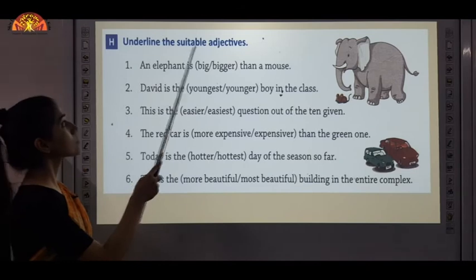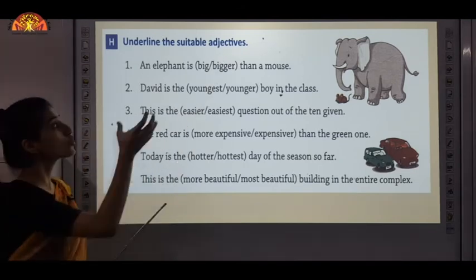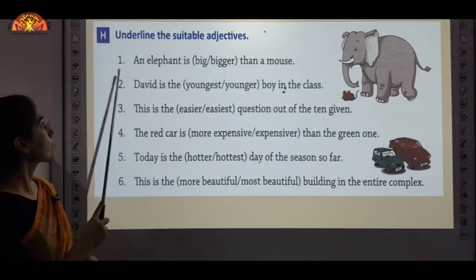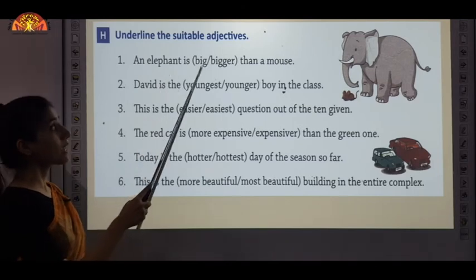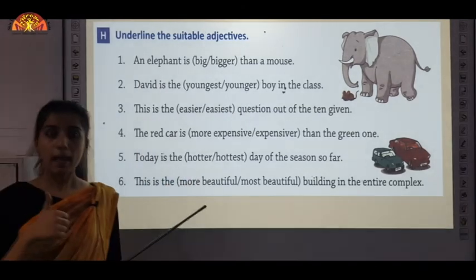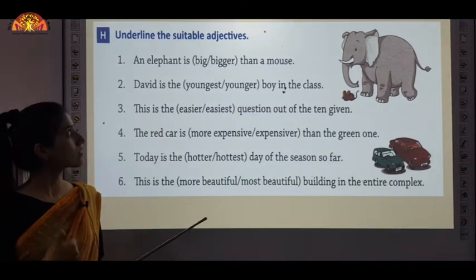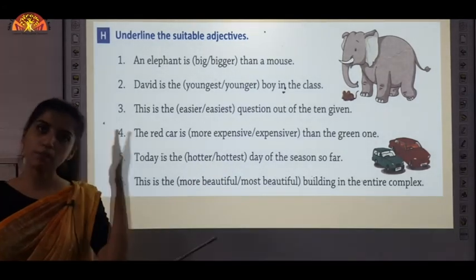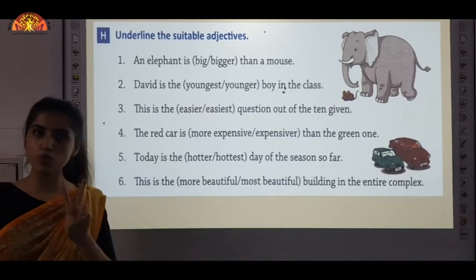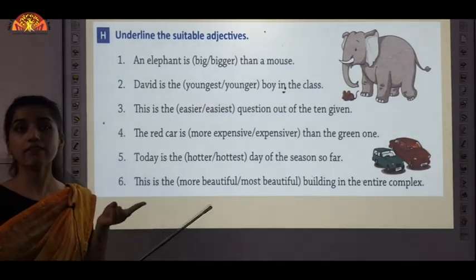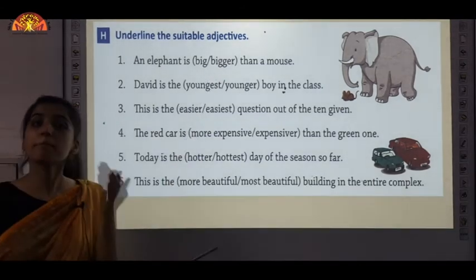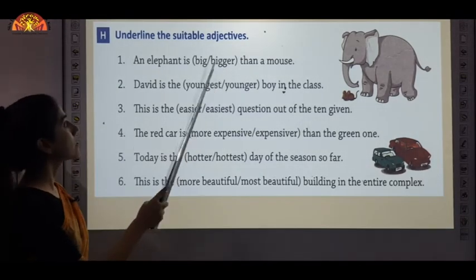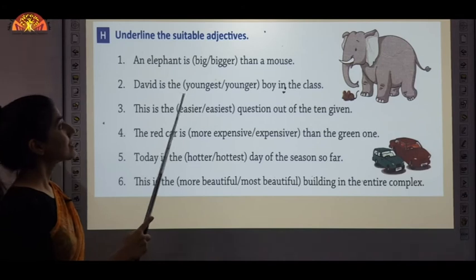Coming to the next exercise, that is the last exercise. Question H: underline the suitable adjectives. What you have to do is choose the appropriate adjective from the brackets. First one: an elephant is big or bigger than a mouse. Here, am I comparing the elephant with anyone? Yes, with a mouse, and there are only two, the mouse and the elephant. I am just comparing two animals, so I will use the comparative degree, bigger. So the answer is bigger.